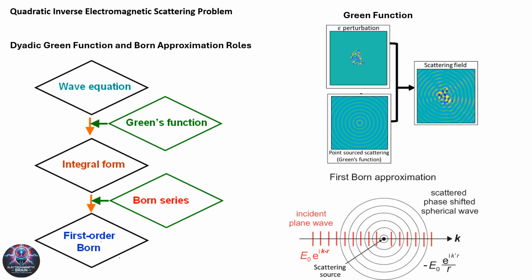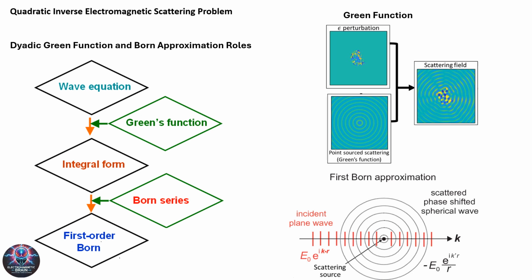Next, we have the Green's function, which is a fundamental solution to the wave equation. It tells us how a point source at one location affects the wave field at other locations, as shown in the right side of the slide. This function becomes especially important when solving wave equations in inhomogeneous media, where perturbations, such as scatterers, alter the wave's behavior. Once the Green's function is applied, the wave equation can be transformed into an integral form. This captures how the wave interacts with the scatterer by integrating the scatterer's influence over a region of space.